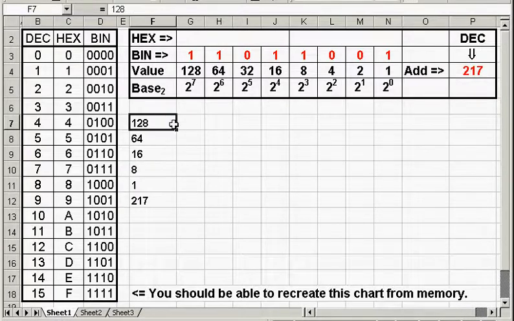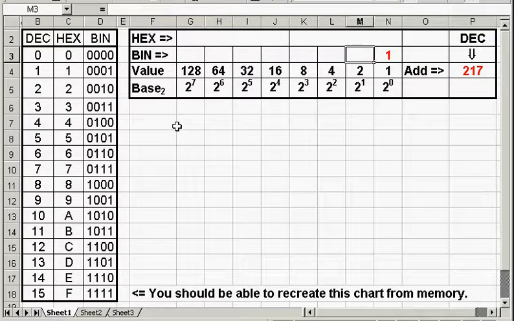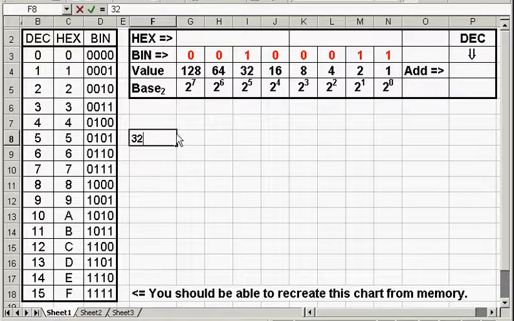Let's go ahead and do another one. This time we'll use a binary number that starts with a few zeros to show you it's the same thing. This time let's use the binary number 0, 0, 1, 0, 0, 0, 1, 1. Same thing, same method. We look in our row here and we see where the 1's are. Well, the first one we have is a 1 in the 32's place. So we put 32 down here.